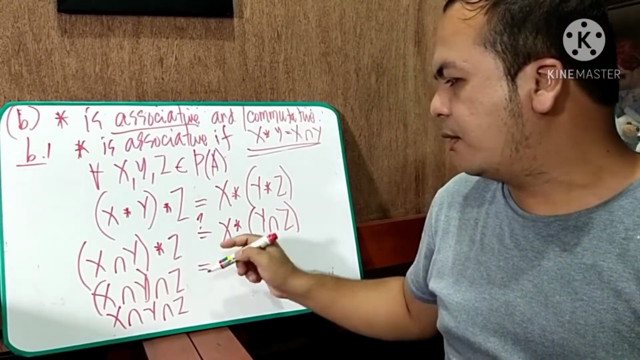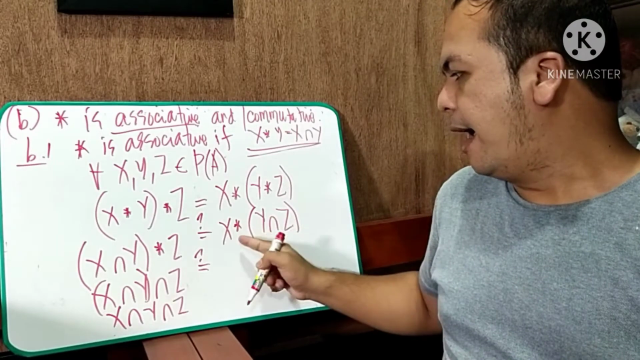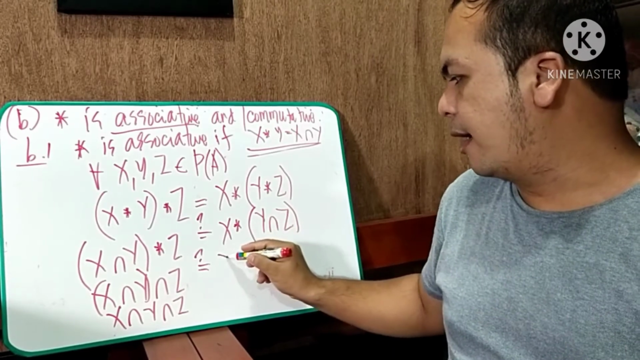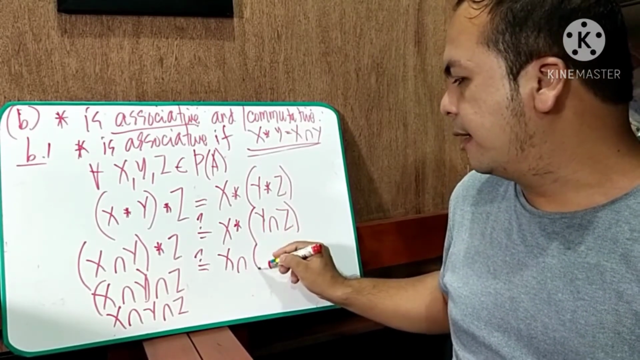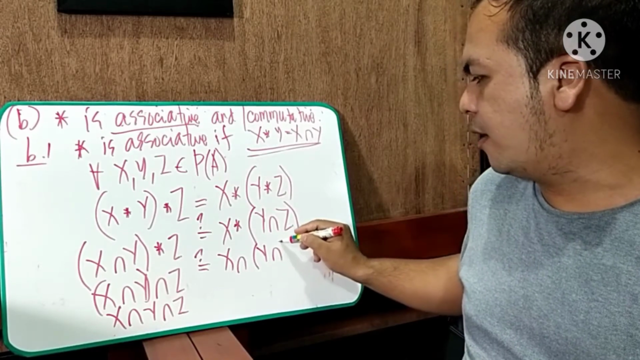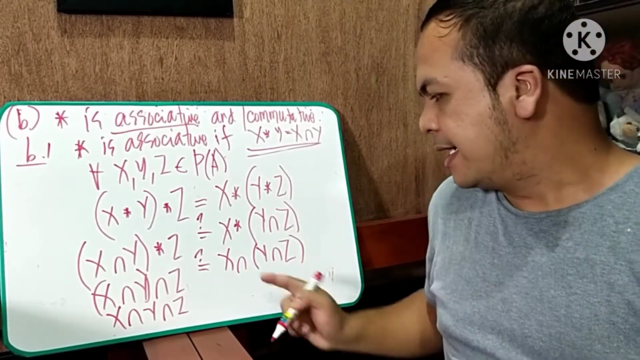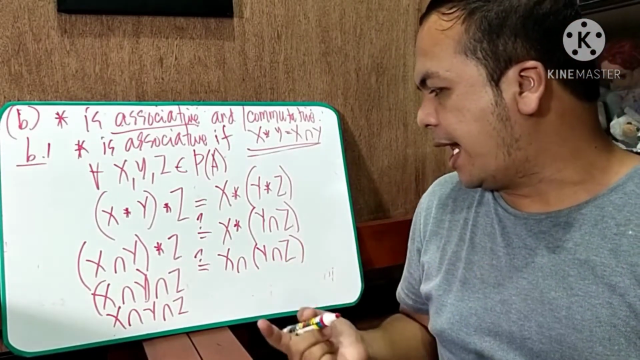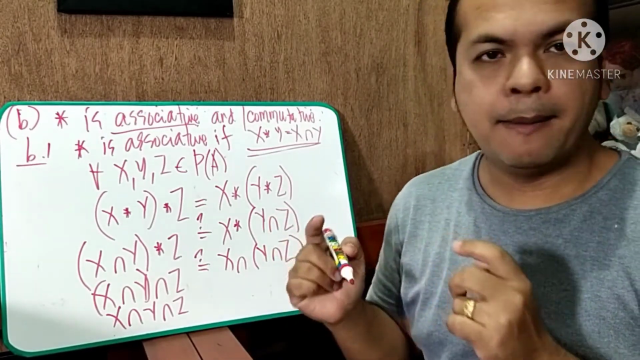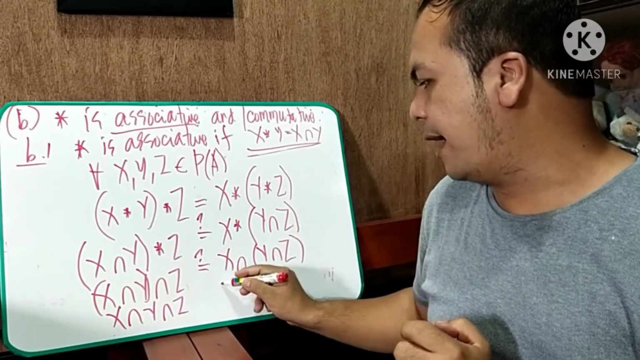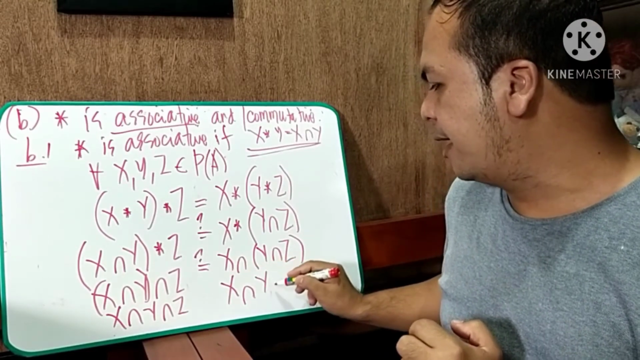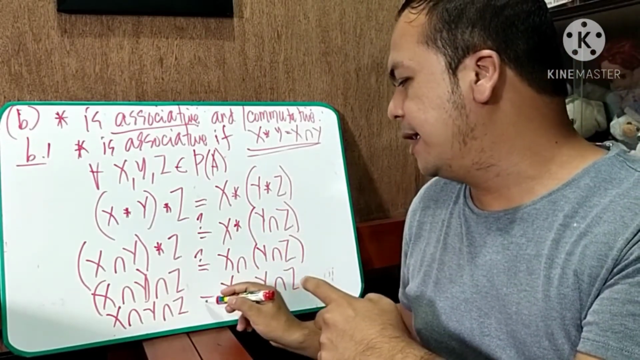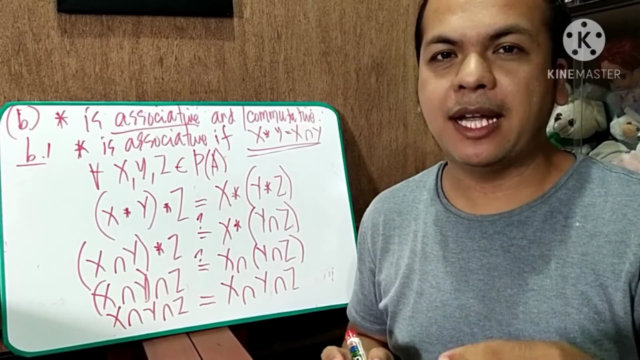Okay, then we proceed to the next. Okay, ito ay X star, the intersection of Y and Z is X intersection of Y intersection Z. Again, since ang operation naman sa set na to ay lahat naman sila ay intersection, so pwede nating tanggalin yung parenthesis. No? So we have X intersection Y intersection Z. So, are they equal? Yes. So, pwede nating isulat na yung equal sign dito without the question mark.